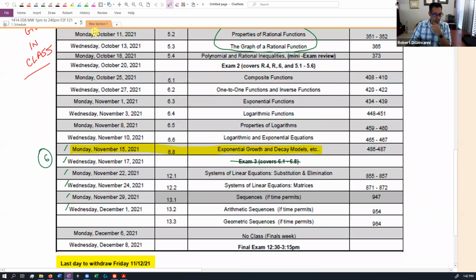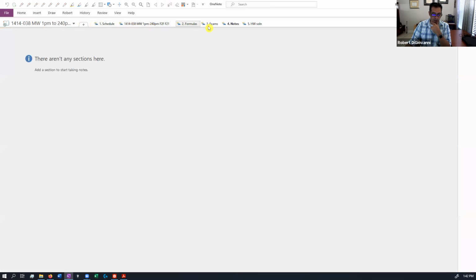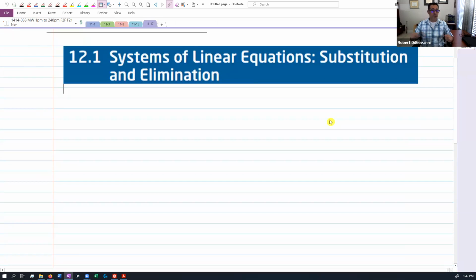Chapter 12, though, we're going to be doing something, like I said, very different than what we've been doing. A big shift of gears here. We pretty much are done in this class with the different types of functions that we wanted to look at. We looked at lines in the very beginning, then we looked at parabolas.